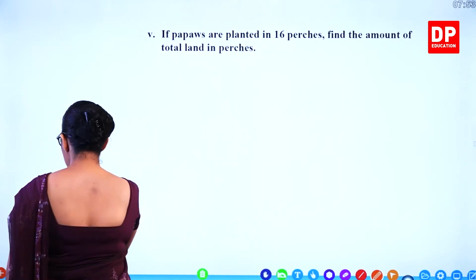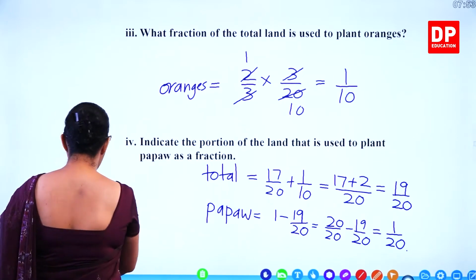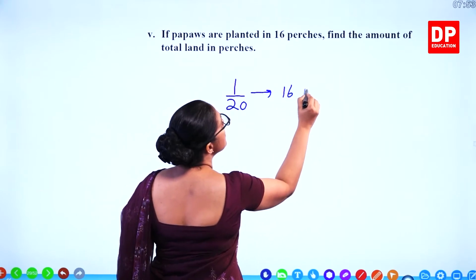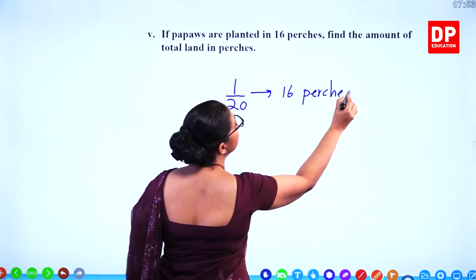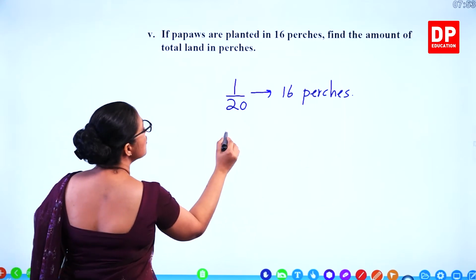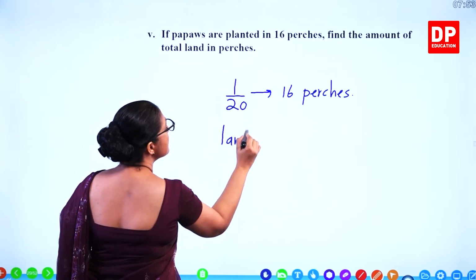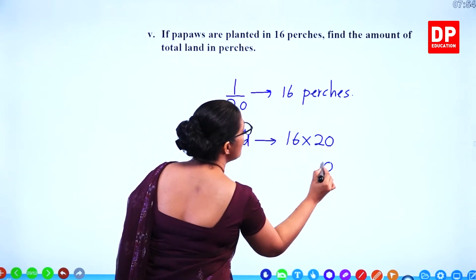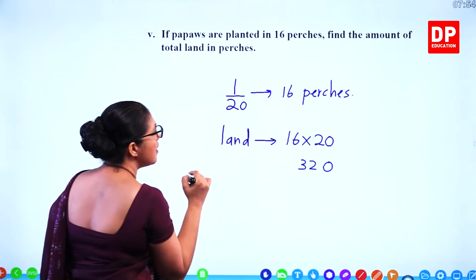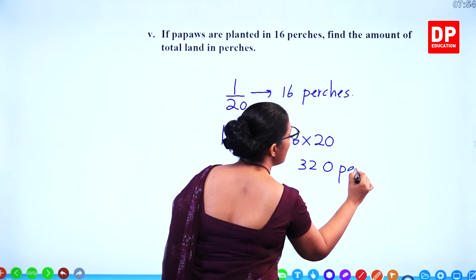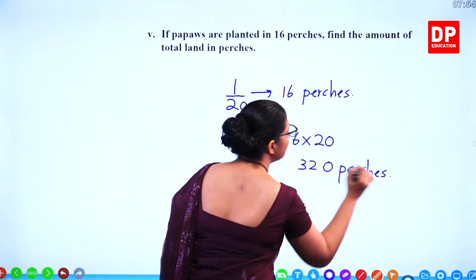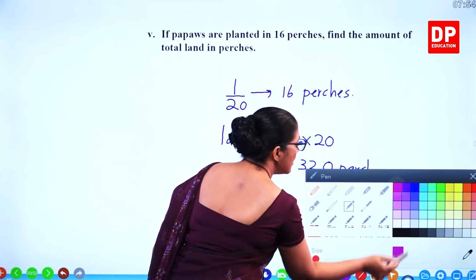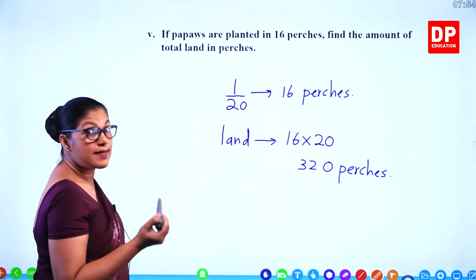So 16 perches means 1 over 20. So 1 over 20 means 16 perches. So what's the total land? 20 parts. So the total land is 16 times 20 perches. So you get 320 perches of land. So that's the last part of question number 1. Let's give marks.